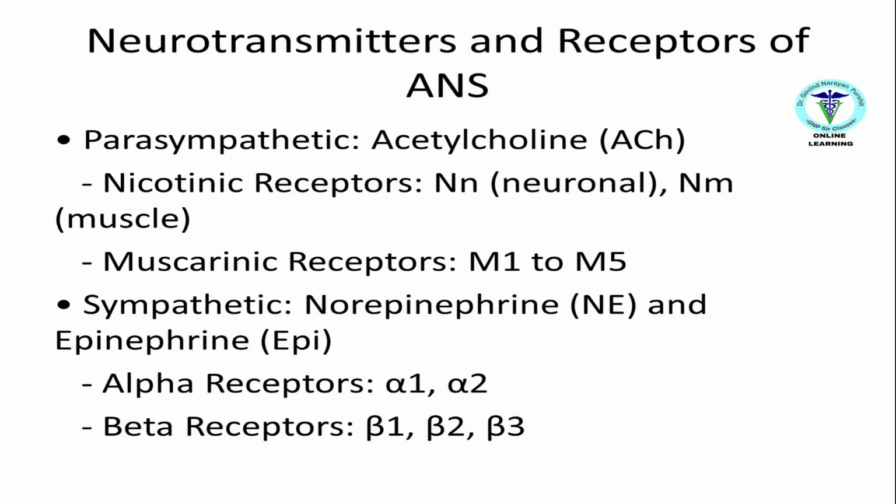Muscarinic receptors, numbered M1 to M5, are present on various target tissues and mediate most of the parasympathetic responses, such as slowing the heart rate and stimulating digestion. In the sympathetic system, the main neurotransmitters are norepinephrine, NE, and epinephrine, EPI. These act on alpha, alpha-1, alpha-2, and beta, beta-1, beta-2, beta-3, adrenergic receptors, which are distributed on different organs to produce effects like increased heart rate, bronchodilation, and vasoconstriction. Understanding which neurotransmitter acts on which receptor is crucial for predicting the effects of drugs acting on the ANS and for clinical applications.